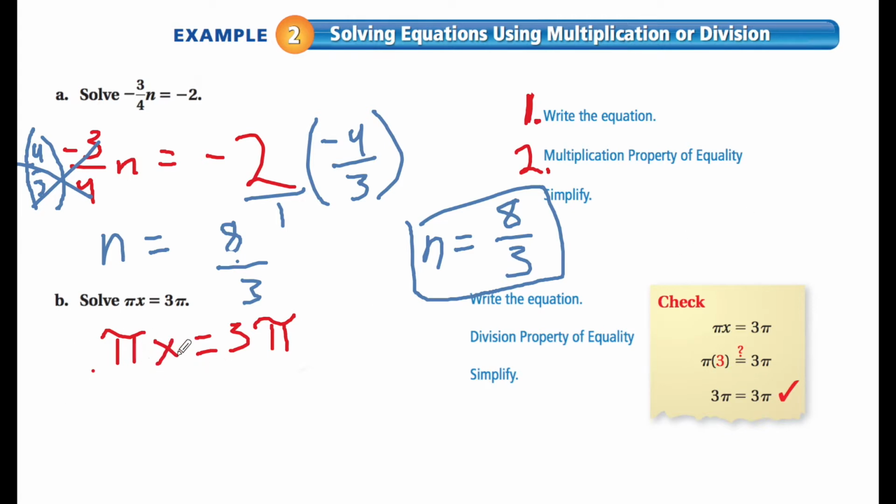Now, pi is being multiplied by x. So to undo the multiplication, we have to divide. We have to divide by pi. Divide both sides by pi. That gives us x is equal to, well, 3 pi divided by 1 pi. 3 divided by 1 is just 3. Pi divided by pi cancels out. So this cancels. Okay?